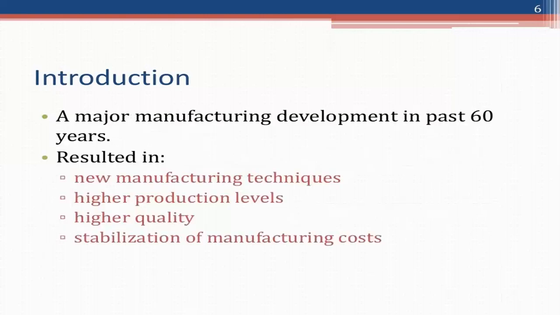NC is a major manufacturing development in the past 60 years. It resulted in new manufacturing techniques, higher production levels, higher quality, and stabilized manufacturing cost. CNC is used for new manufacturing techniques. It is an easy method to achieve a good product level and production level, with higher quality and stabilization of manufacturing cost.